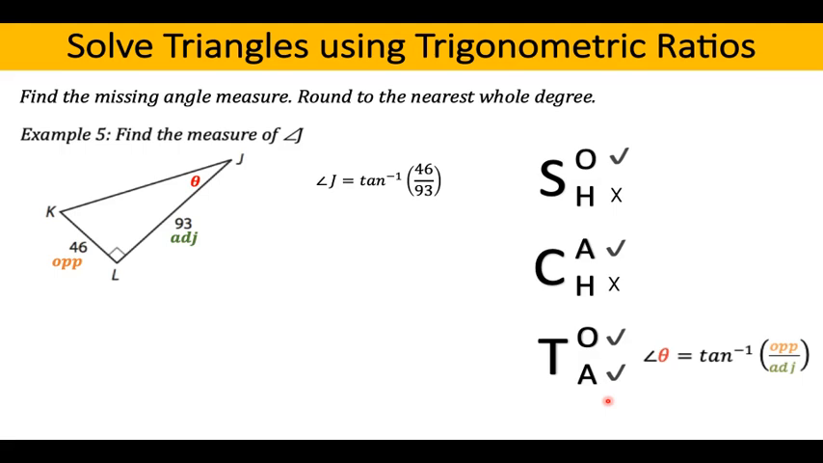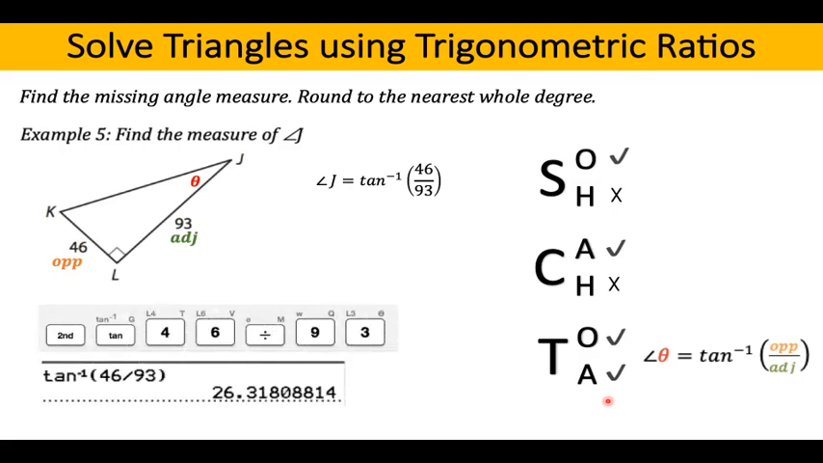And we're ready to type this in the calculator. Once your variable is by itself, type your work into the calculator to solve. So inverse tangent of 46 divided by 93 gives us 26.318. We're rounding to the nearest whole degree, so that's the nearest whole number. Look behind that. This 3 will make it stay the same, so 26 degrees.